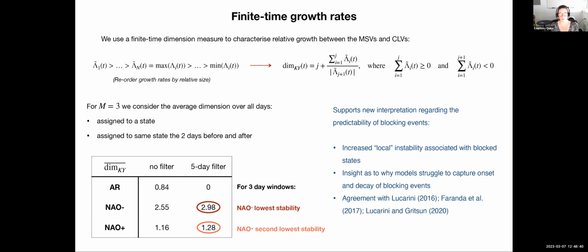And I guess the big thing that we find is that our work, even in this model that comes out from this data-driven method, supports that new interpretation regarding the predictability of blocking events. We see that our negative NAO state has the lowest stability. So we have increased local instability associated with the blocked states. That could be some insight as to why models struggle to capture the onset and decay of blocking events, if there is this increased instability.